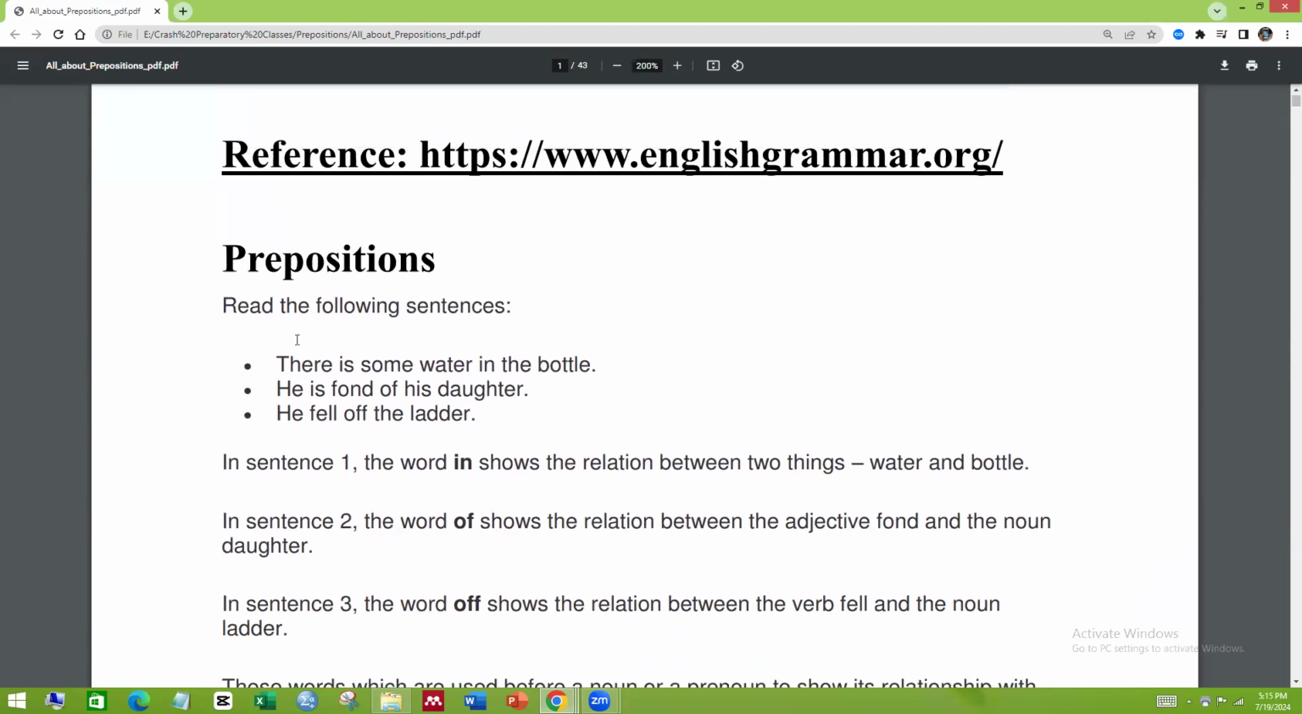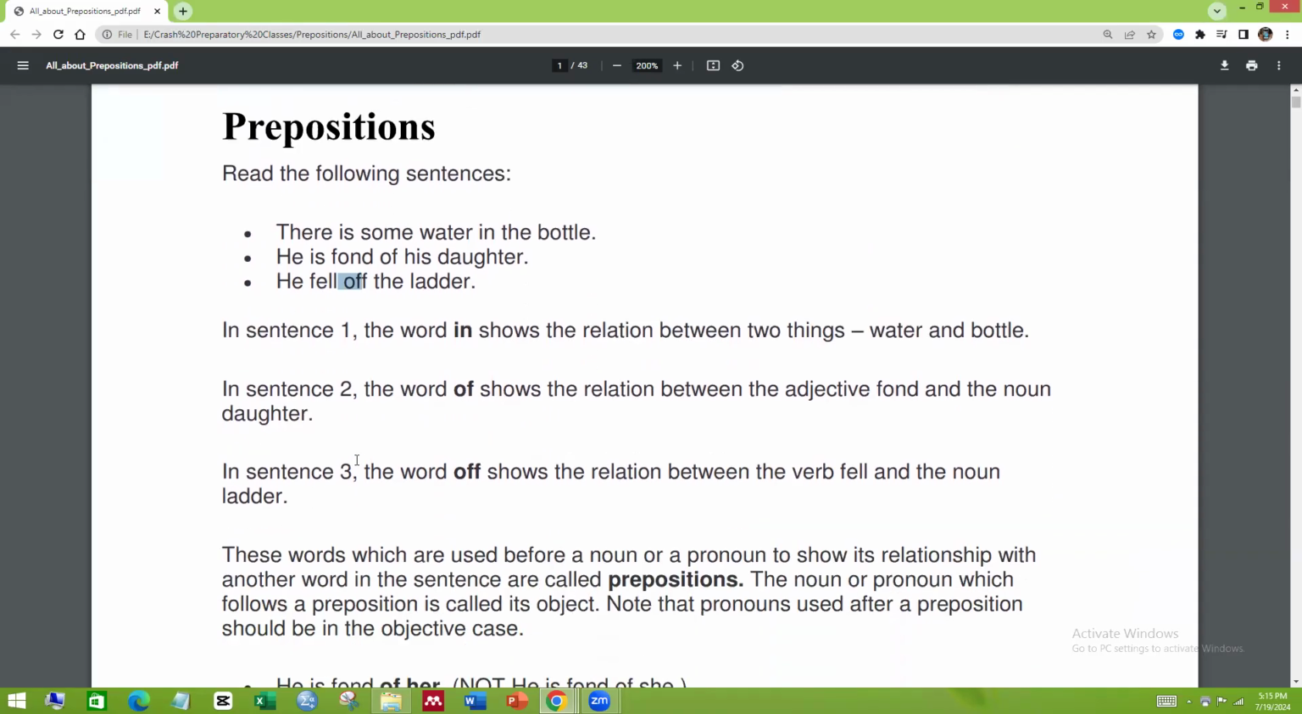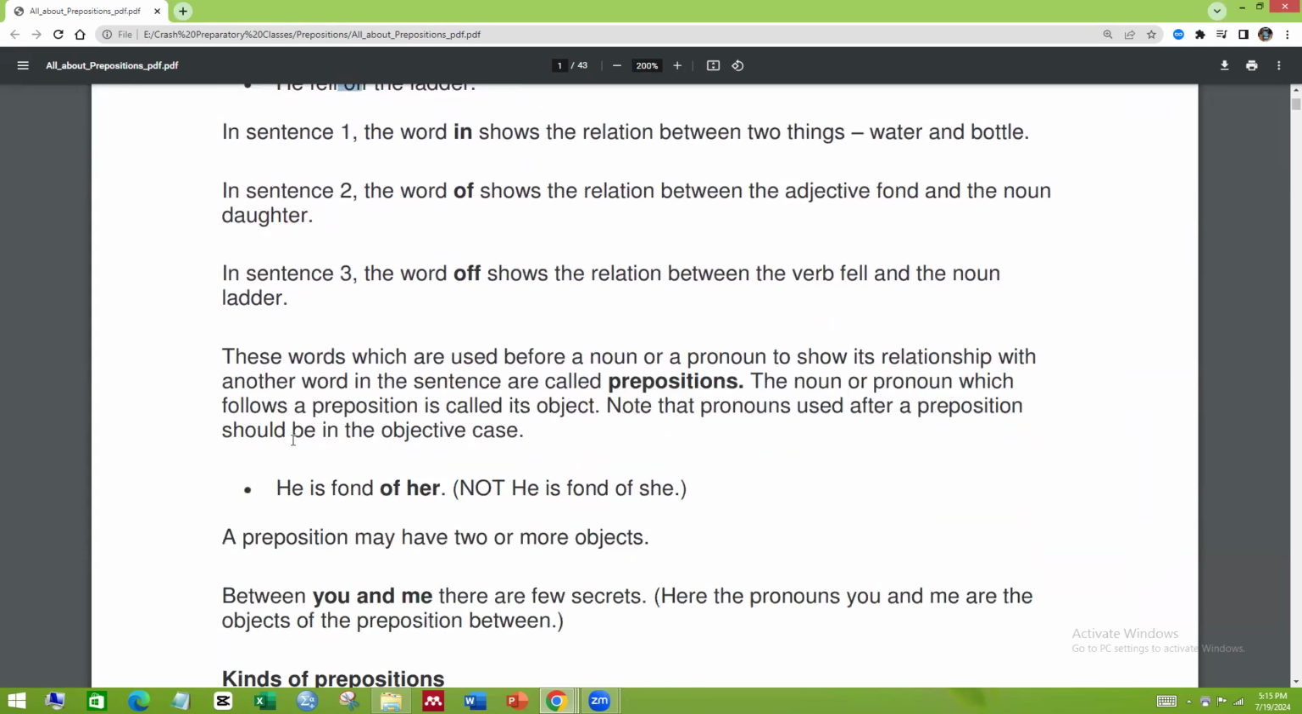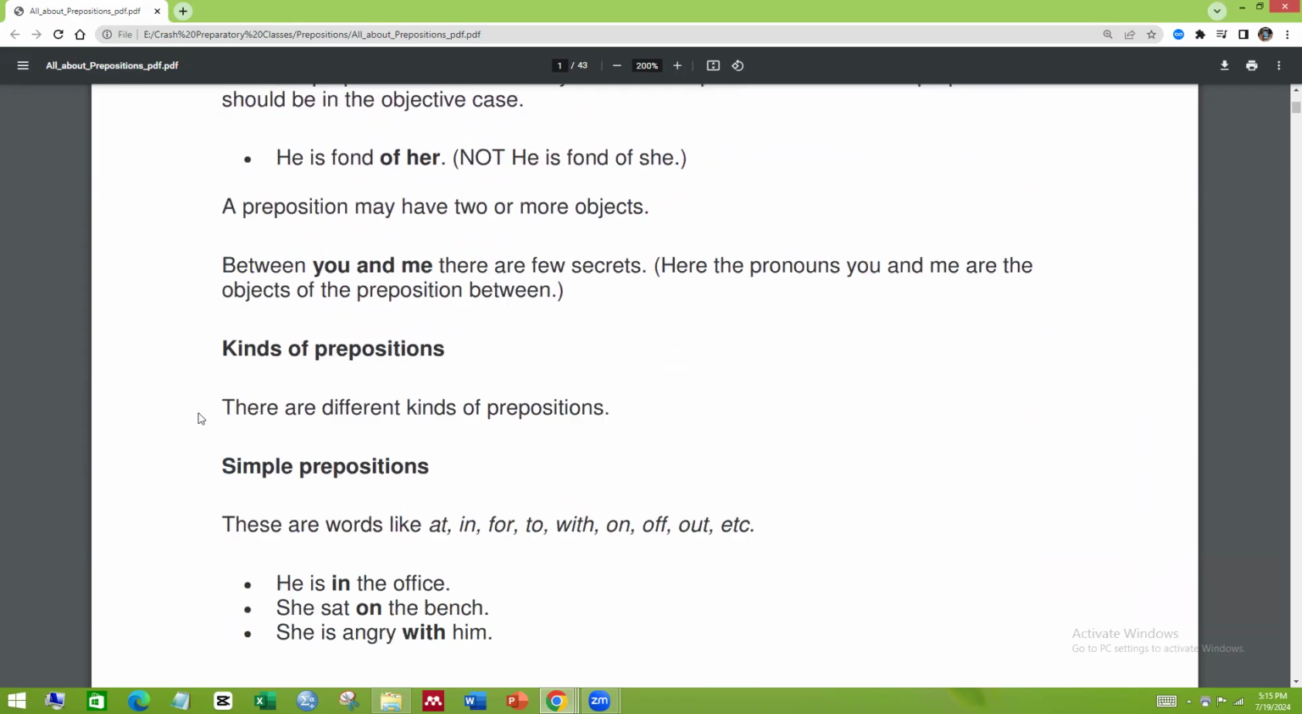Okay. Now we have prepositions. There is some water in the bottle. Here it is preposition. He is fond of his daughter. Here is a preposition. He fell off the ladder. So here is a preposition. In sentence one, the word in; in the second sentence, of; and in the third sentence, off. These all are prepositions. Okay.